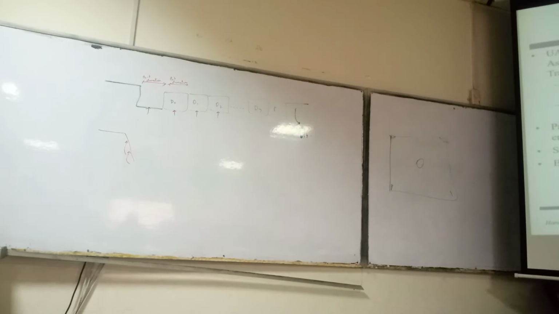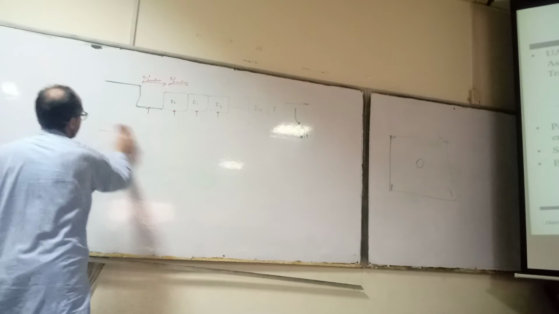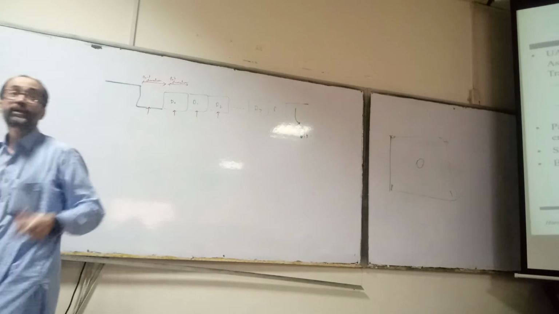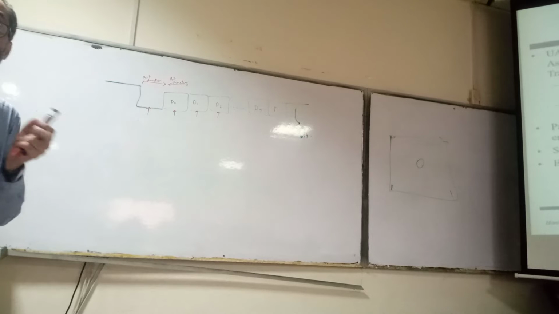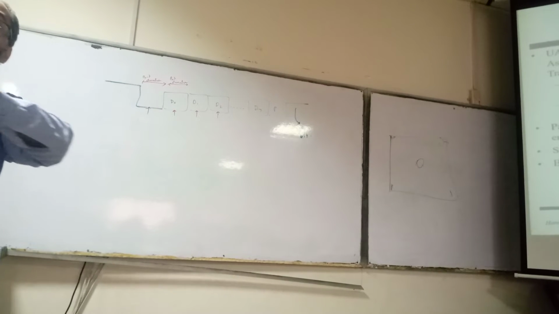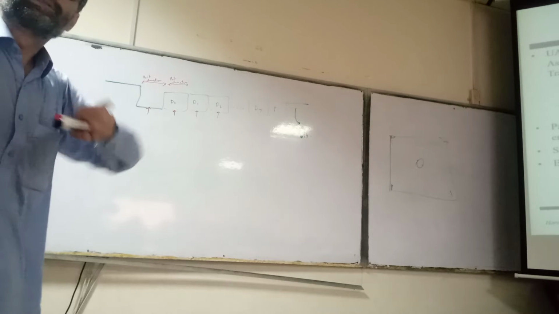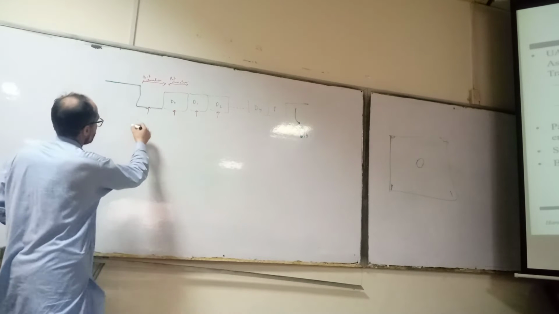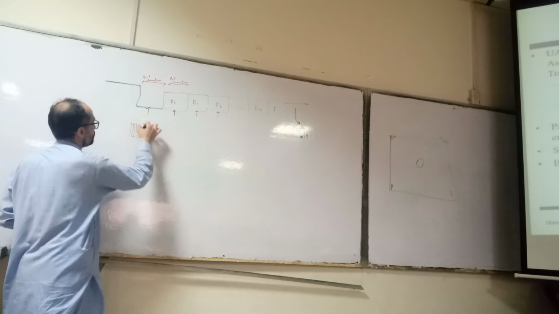Okay, now if you want to design a controller for this, we need a clock. For this clock, you need the Nyquist criteria. The sampling frequency should be at least twice the input frequency. Now let's do it if we have a clock. Now this is our clock.